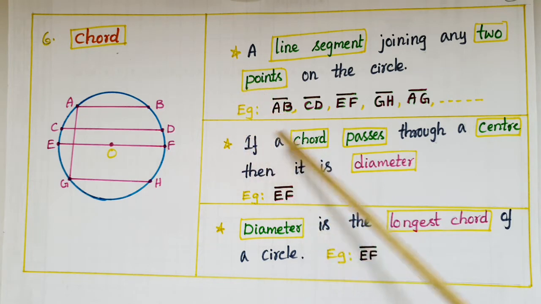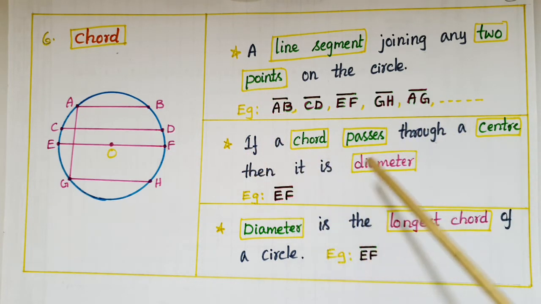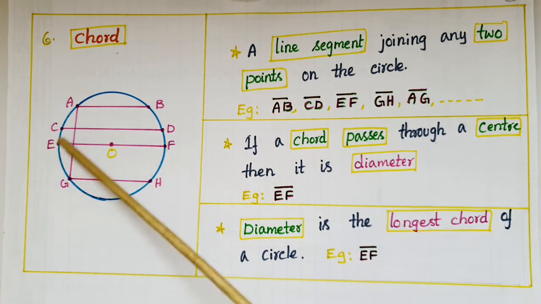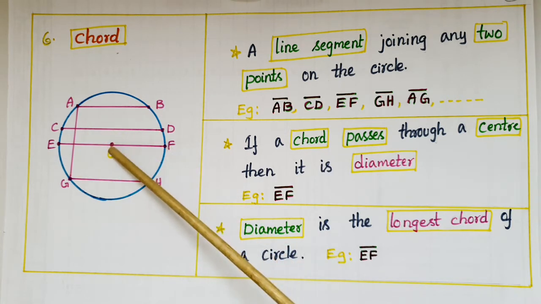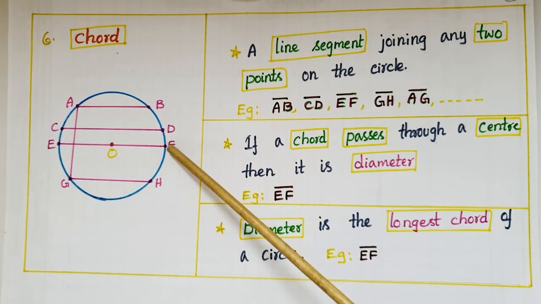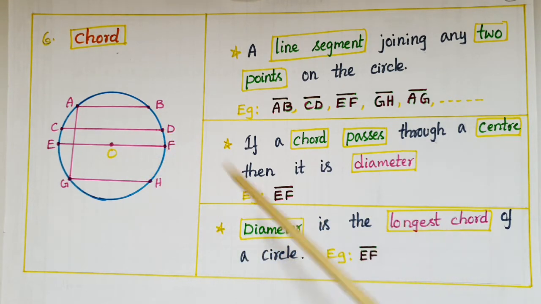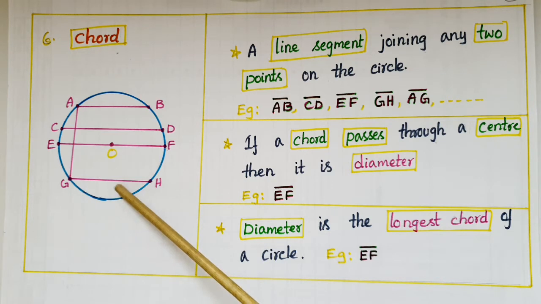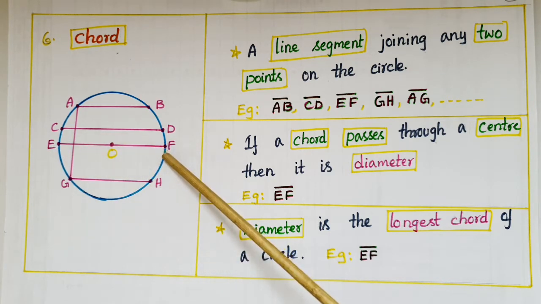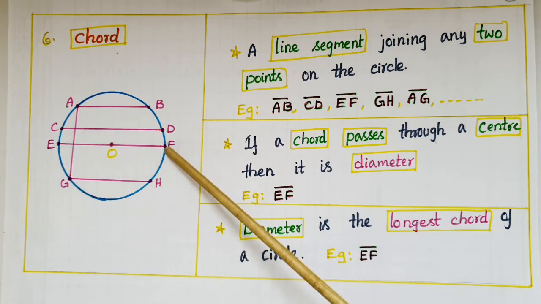And if a chord passes through the center, then that is a diameter. If you observe here, EF is passing through the center. So here EF is a diameter, which is a chord, and diameter is the longest chord of the circle. If you observe, out of all these chords, diameter is the longest chord of the circle. So here EF is the longest chord of this circle.